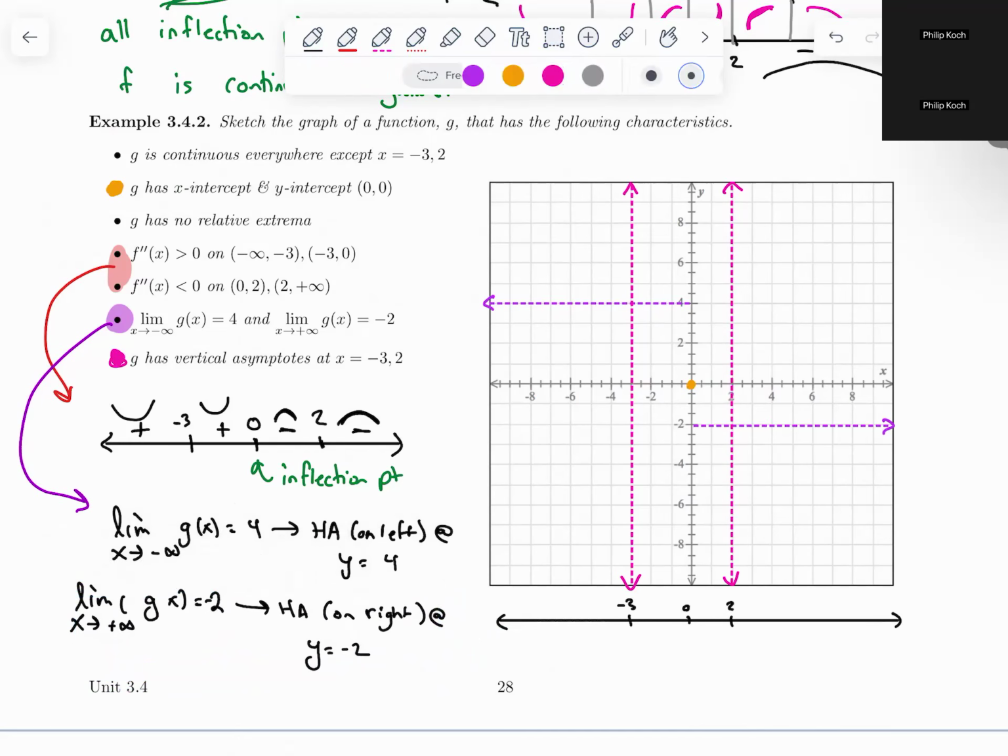So this is my second derivative sign chart, and it was positive, so concave up, positive, concave up, negative, concave down, negative, concave down. Okay, so I don't have any relative extrema, so I can't have any hills or valleys. So I'm kind of forced into one of two options, either this green option or this orange option. Which one should it be, green or orange?